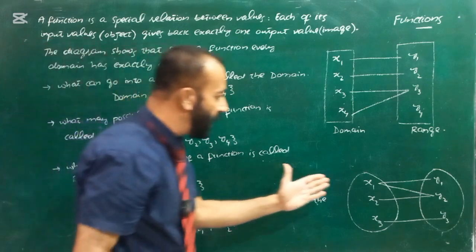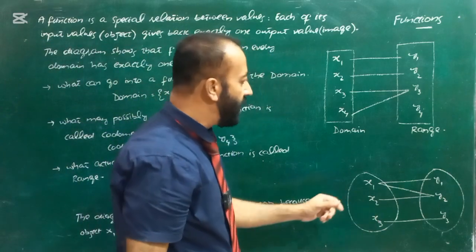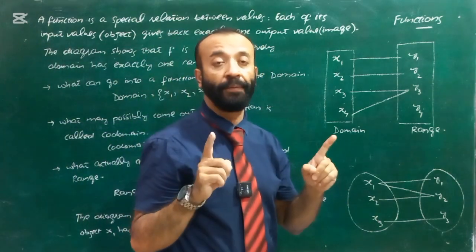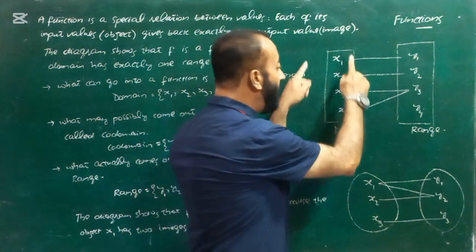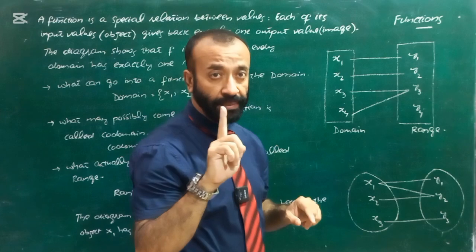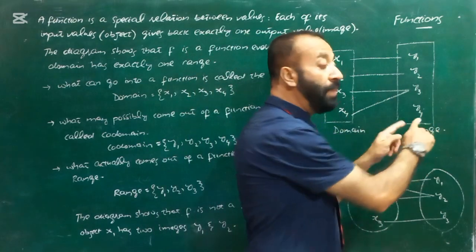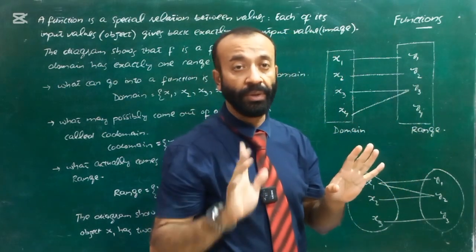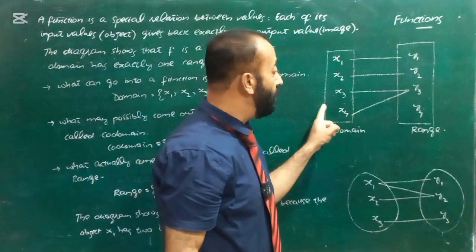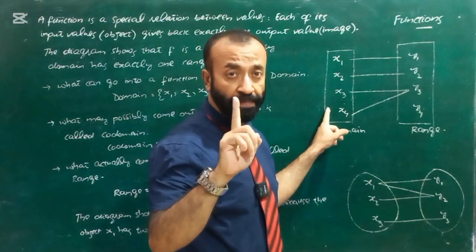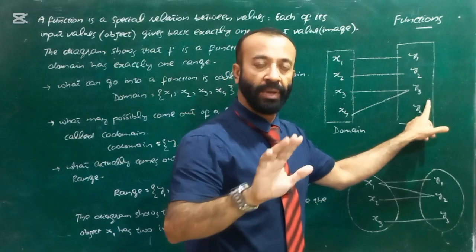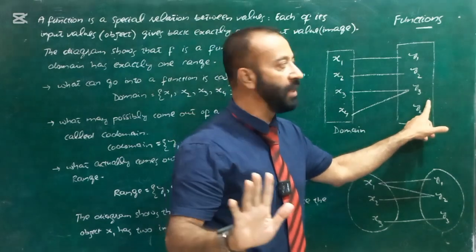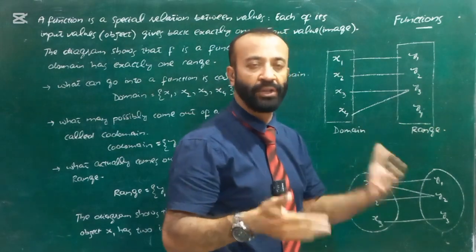Here is another figure. You can see the condition for a function is that domain should not be repeated. Range may be repeated. So listen again: domain must not repeat, but range may be repeated. If this condition is fulfilled, that will be called a function.